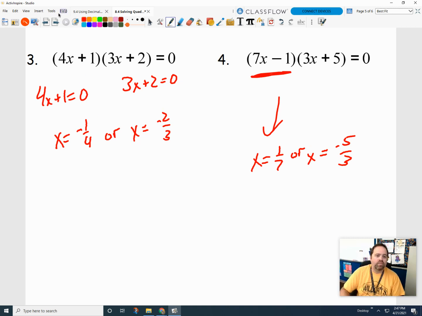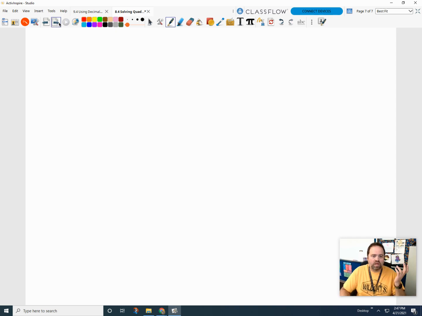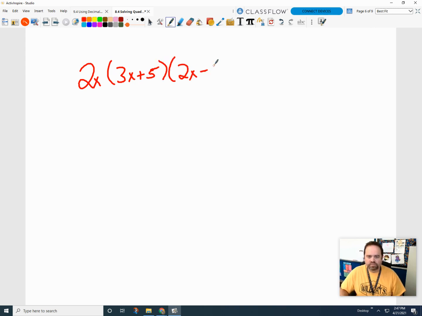All right, so these last ones I have here. Okay, well, I'll make one up then. I know that there's one on the homework that has a greatest common factor out front, something like this, the 2x out front. We did a couple of these in our last unit.